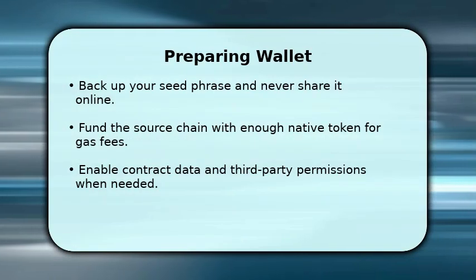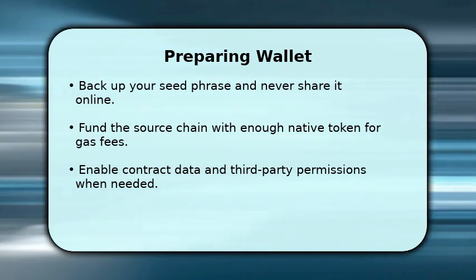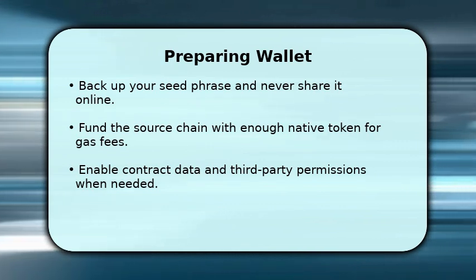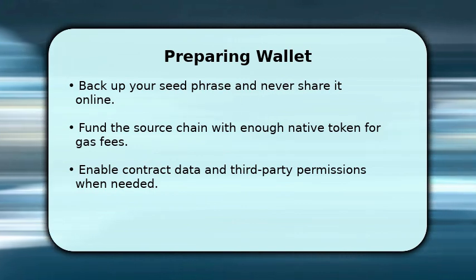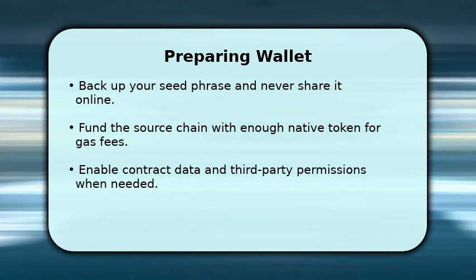First, secure your wallet by confirming your seed phrase backup and setting a strong password. Fund the source chain with enough native token to cover gas and bridging fees, and optionally use a hardware wallet for extra security. Add the receiving chain to Metamask if it is not present, and review any contract permissions carefully. These steps reduce risk and make the bridging process smoother and faster for everyday transfers.